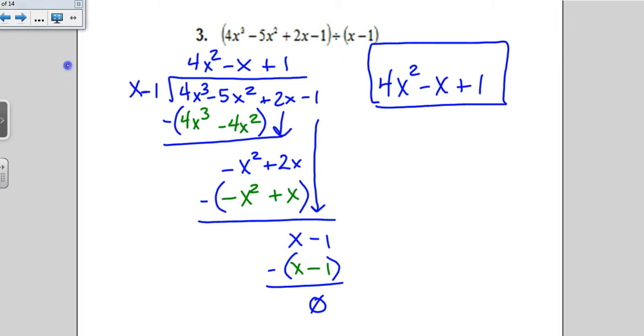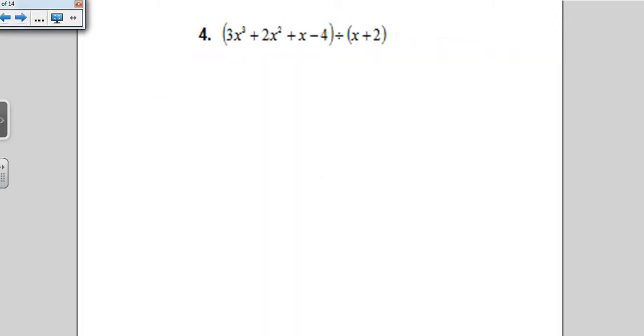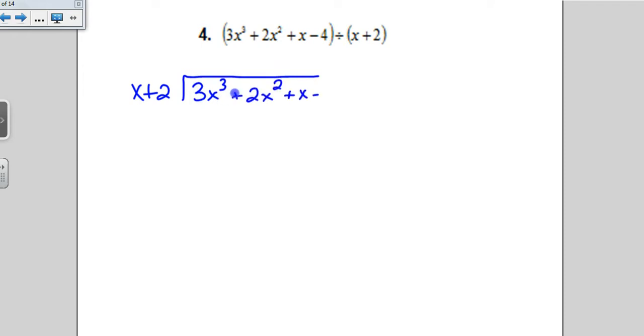Alright, moving along. One more long division example. x plus 2 goes outside. Now we've got 3x to the third plus 2x squared plus x minus 4. So first, x goes into 3x to the third, 3x squared times. When I multiply those together, 3x squared times x plus 2, I get 3x to the third plus 6x squared. And now we're supposed to subtract those.